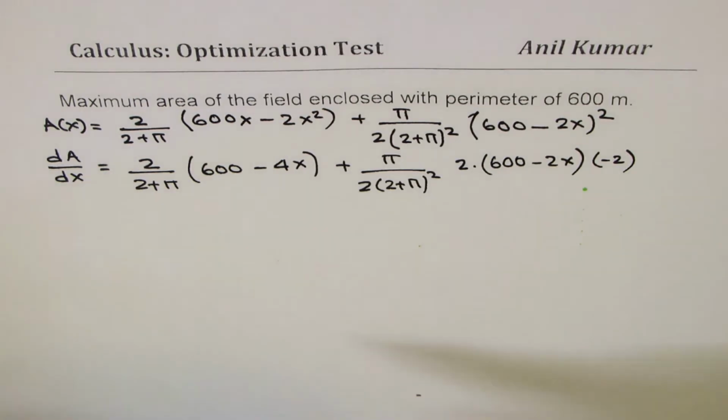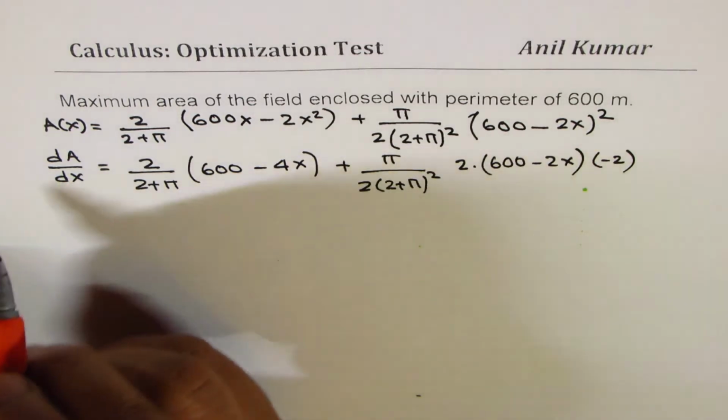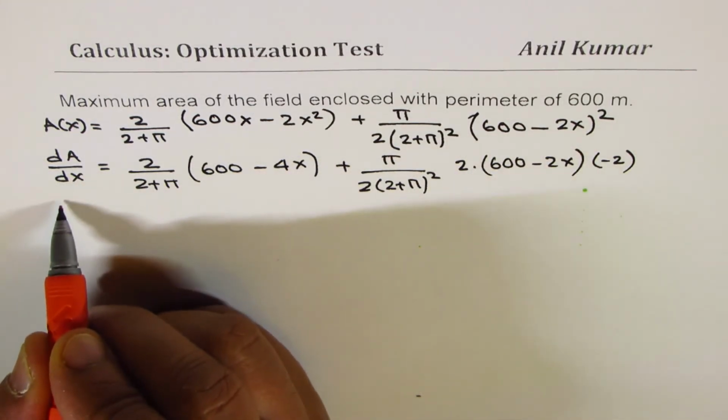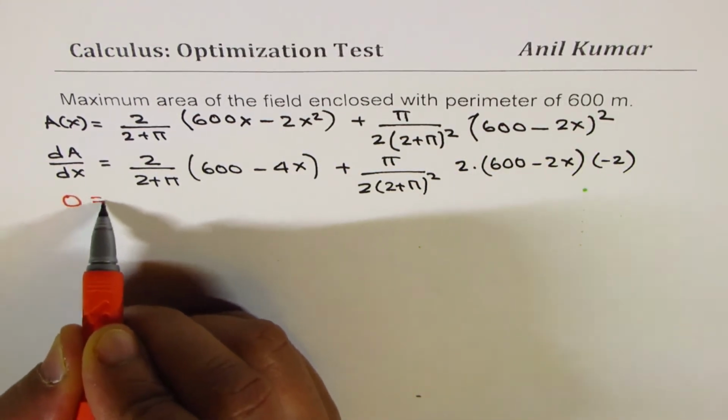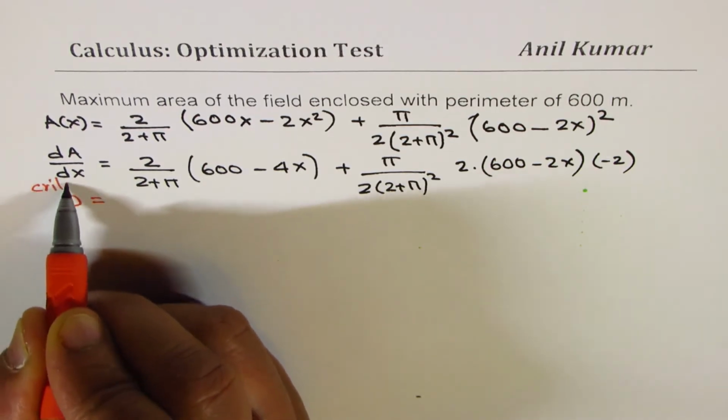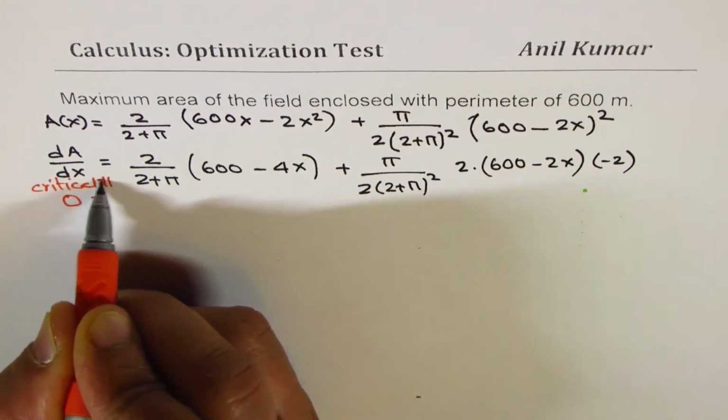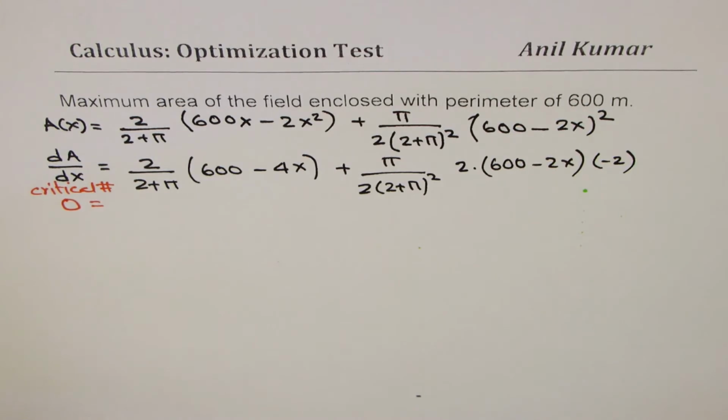Now, for the critical number, dA/dx should be 0, right? So, for the critical number, this is equal to 0. So, we'll write this as 0 for the critical number, since we need to maximize the area, right?